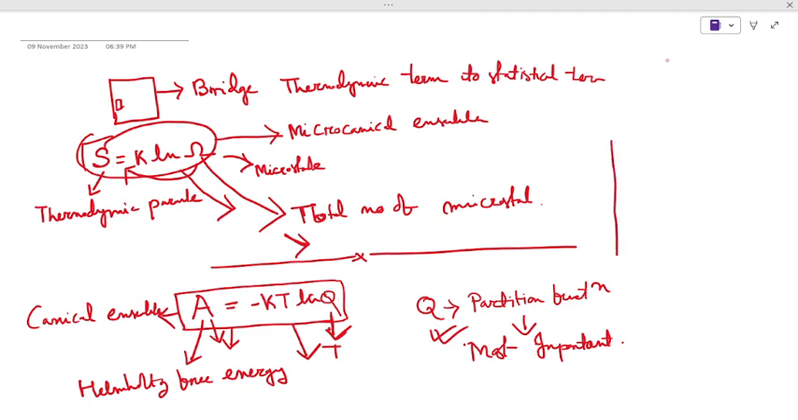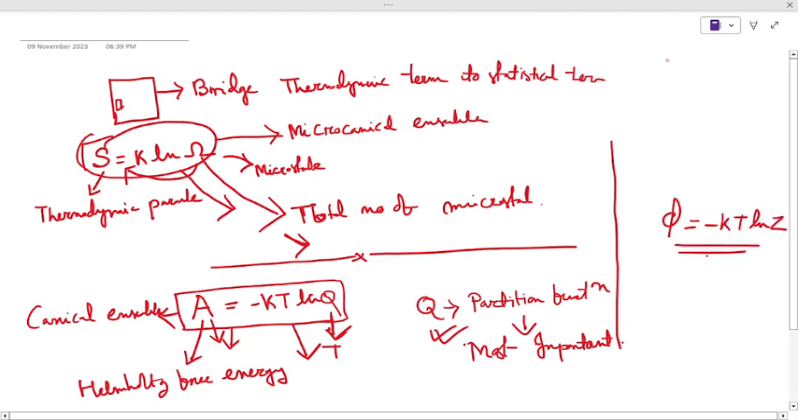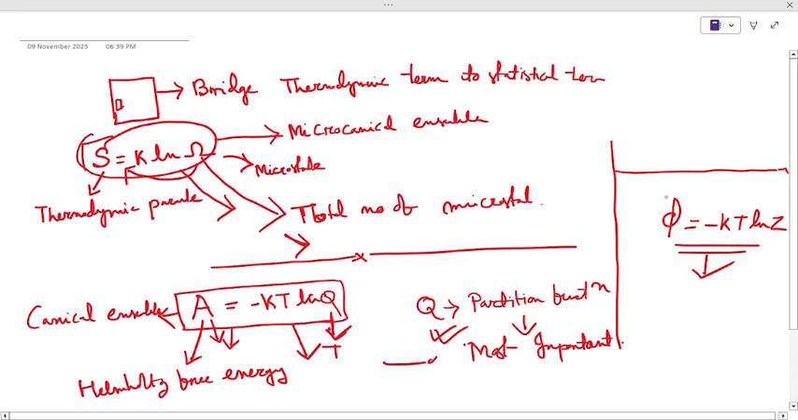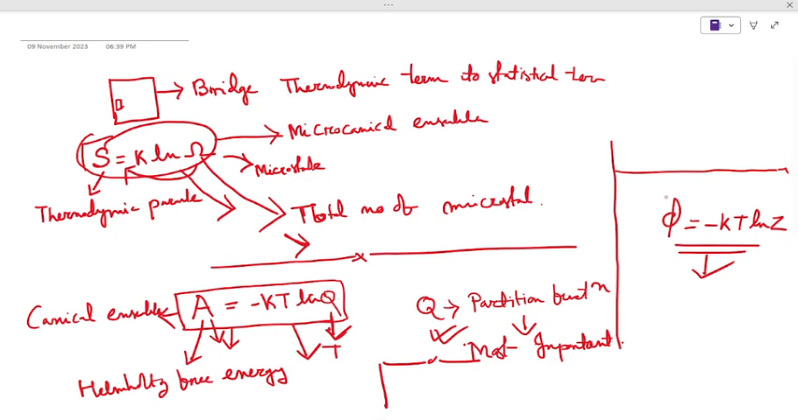And in the grand canonical ensemble, the connection is phi equal to minus kT ln Z. This is not that important. The grand canonical ensemble is not that important, so I will not go into much detail about it. Microcanonical and canonical ensembles are important from your exam point of view. Next time I will teach you the partition function, and after the partition function, I will do some problems, and after that I will move to some other topic. So I hope you understand all this.